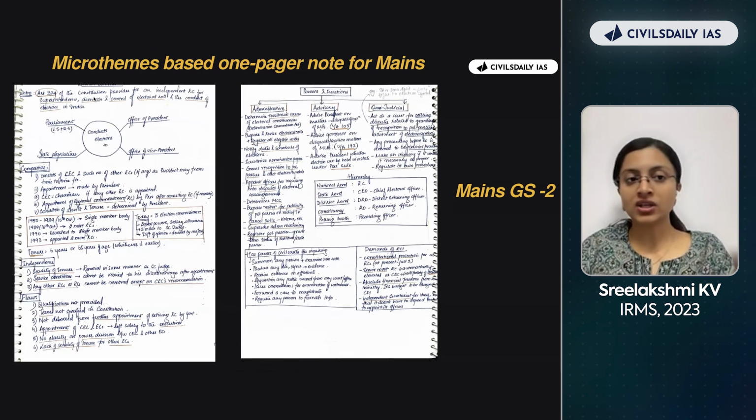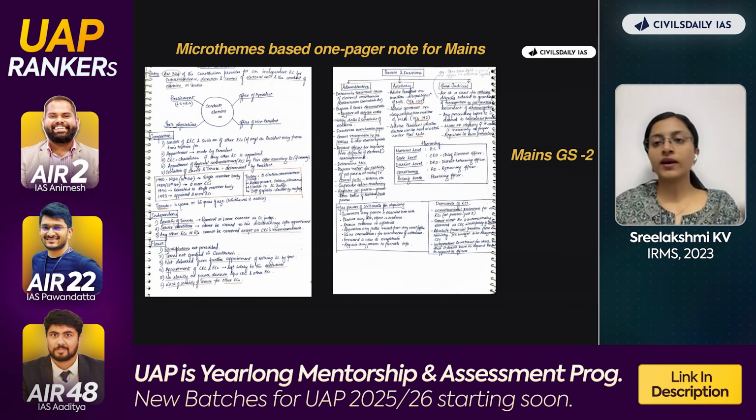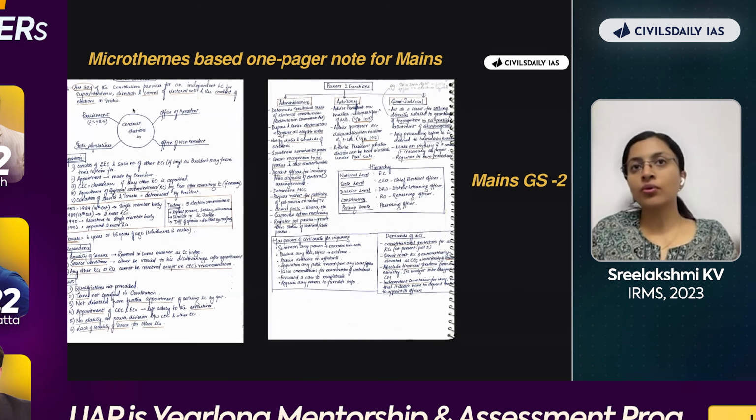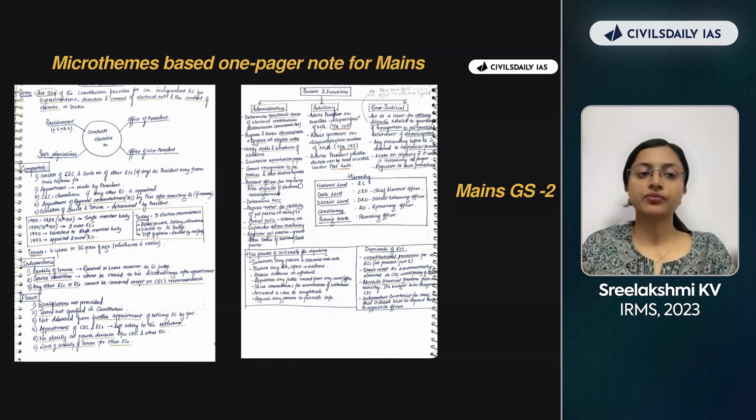Right? This is about Election Commission of India. Again, introduction introduced with the article. 324 is the article for Election Commission of India. I've started with that. Saying that Article 324 of the Constitution provides for an independent election commission for superintendence, direction, control of electoral roll and the conduct of elections in India. Simple introduction, no brainer. You don't have to waste your time thinking about some innovative introduction here, right?